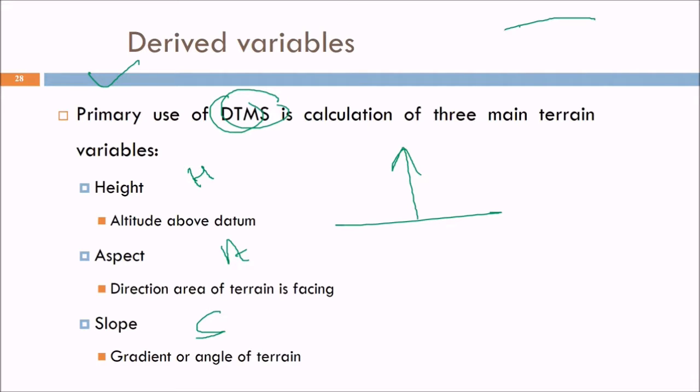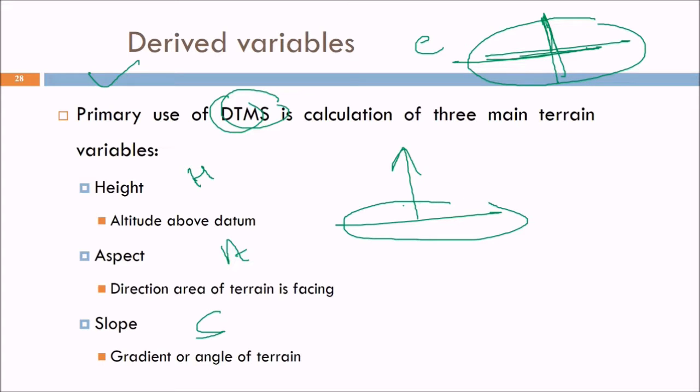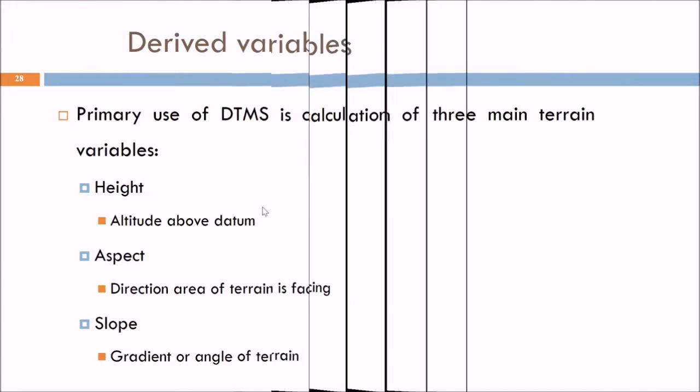You need to have, say, various eccentricity and this small a, small b in terms of an ellipse or ellipsoid. We require this for computation. So the altitude above the datum, which is the ellipsoid that has been selected, is the height above the datum. And the aspect is the direction the terrain is facing, and the slope is the gradient or the angle of terrain.